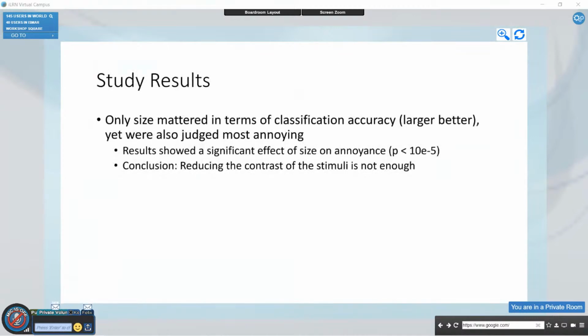And so what we found, using this in VR, was that really only size mattered in terms of the classification accuracy. Larger is better. And so we were disappointed a little bit to show that reducing the contrast of the stimuli just does not help.